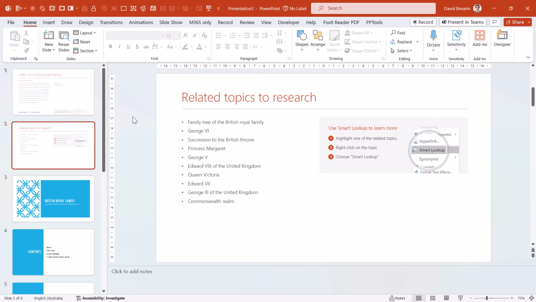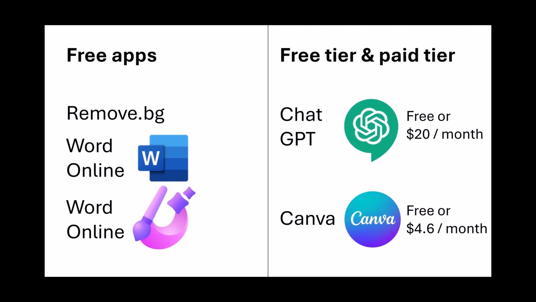So one of the main things I'll show you in this presentation is Canva. What Canva has done with AI is absolutely spectacular. So we've gone through Google Docs, which is free. We're also going to look at Word Online and Microsoft Designer and remove.bg. They're all free applications. We're going to look at ChatGPT and Canva, which both have a free tier or a paid tier. The ChatGPT 4 paid tier is $20 per user per month, and the Canva Pro paid tier is about $4.60 per user per month if you buy the annual package.